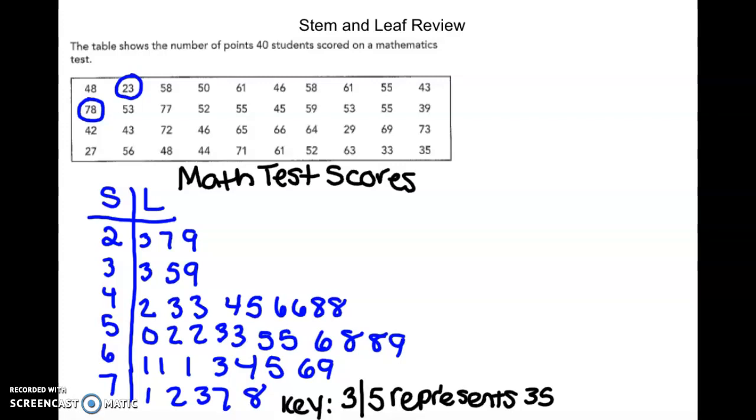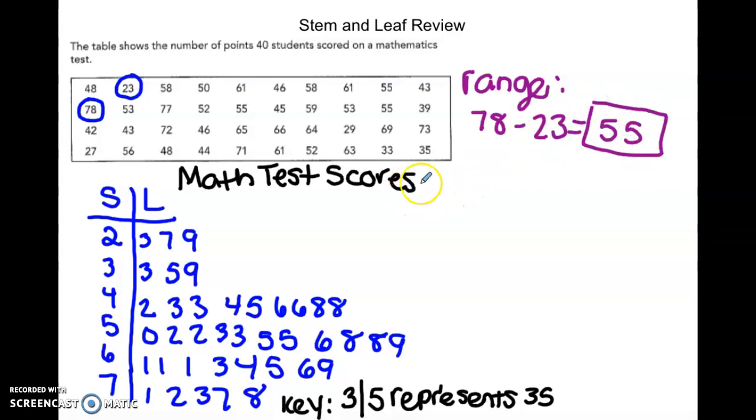So let's find the range. Remember, regular range is biggest number minus smallest number. So the range is 55. Mode, the number that happens most often. Here we have two modes.